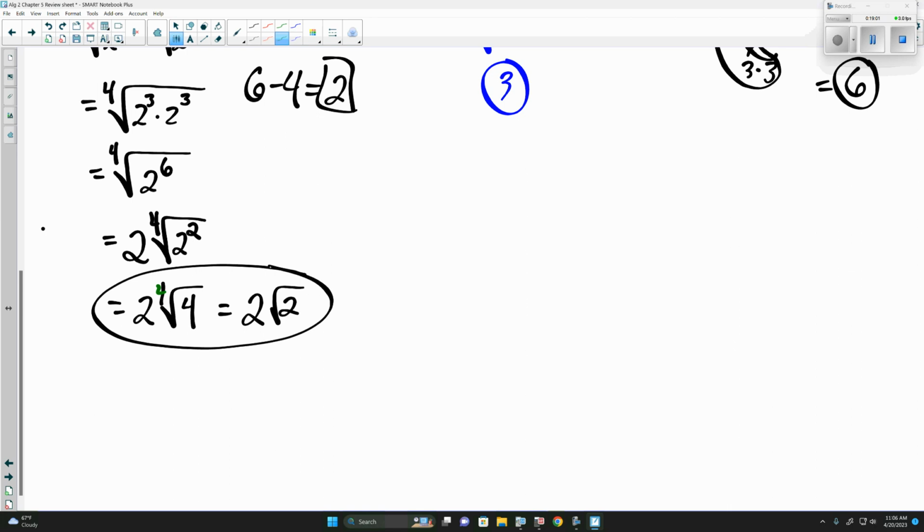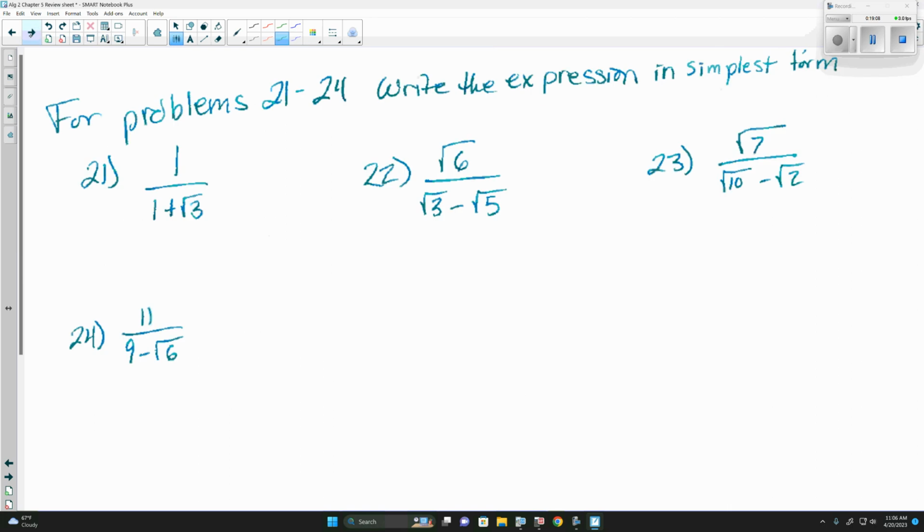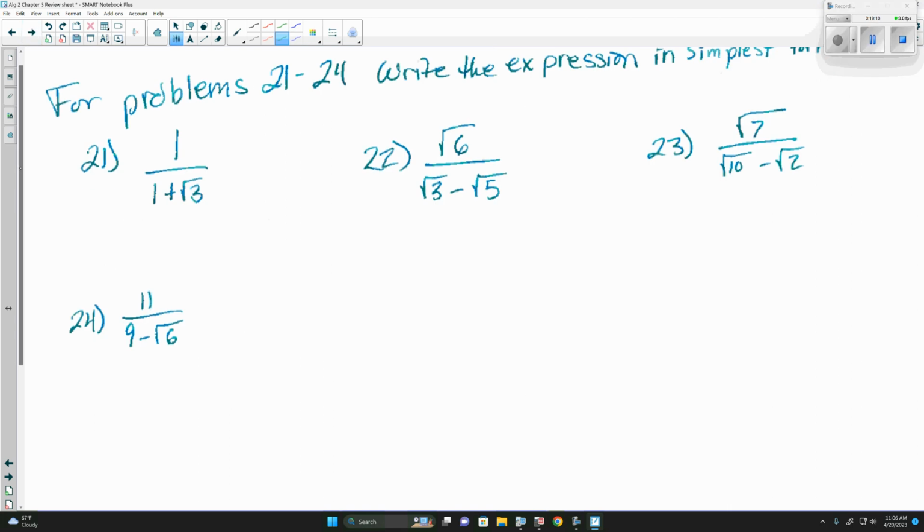Any questions on 1 through 20? Questions on 21 through 24? Which one of these do we want to look at in particular?